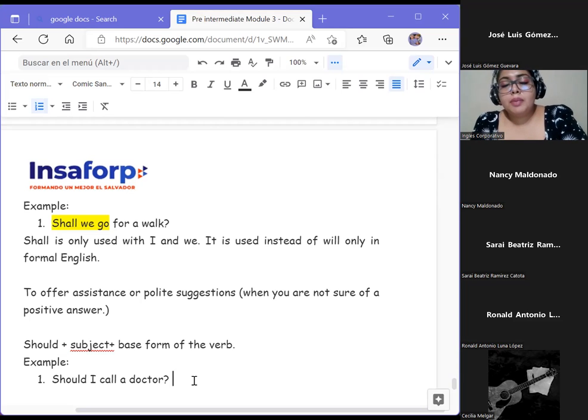Si queremos una respuesta positiva, estamos seguros de una respuesta positiva, shall I call the doctor? Pero en este caso, como es una respuesta negativa, should I call a doctor? Porque casi siempre vamos a obtener una respuesta negativa donde nos digan, ¿sabes qué? No quiero que llames al doctor, ya me siento bien.